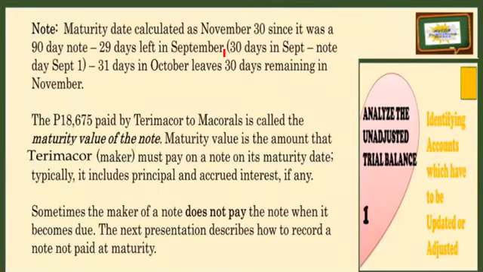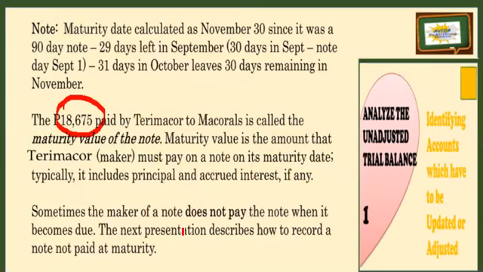Maturity date is calculated as November 30 since it was a 90-day note. 29 days left in September, 30 days in September, note dated September 1. So 31 days in October leaves 30 days remaining in November. The 18,675 paid by the Rimacor to Macoral's is called the maturity value of the note. Maturity value is the amount that the Rimacor must pay on a note on its maturity date. Typically, it includes principal and accrued interest, if any.